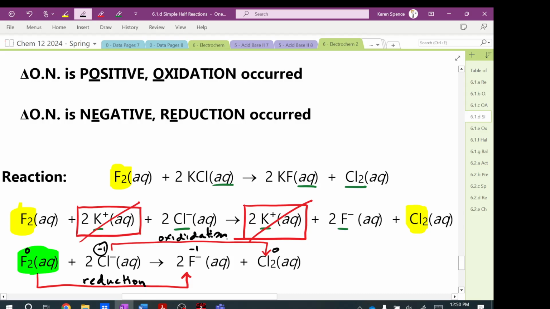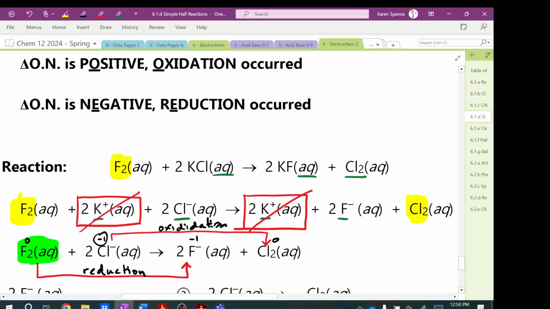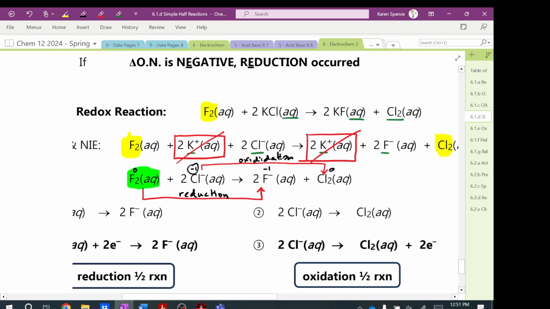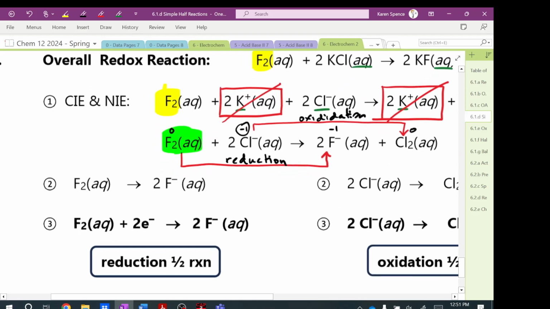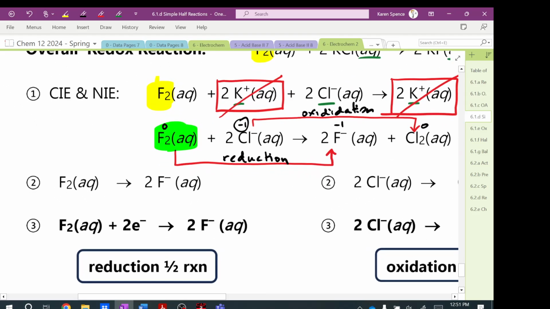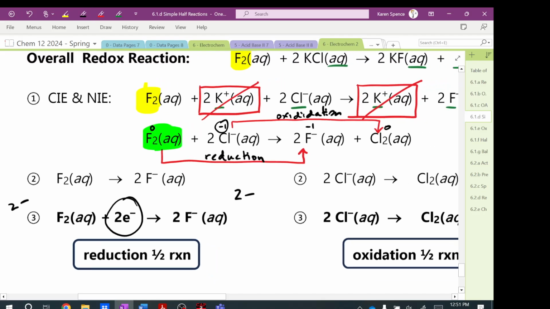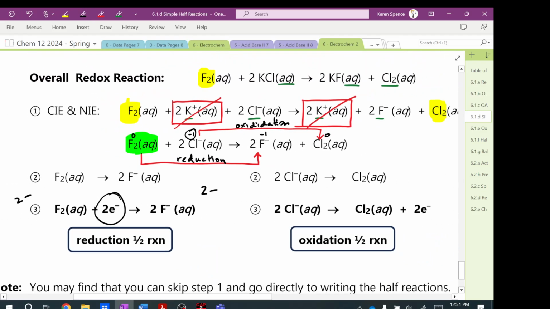To split it apart into half reactions, we simply take the F part of it and write it separately. Okay, we need to add 2 electrons onto the left-hand side, so we have 2 negative on the right and 2 negative on the left. Same thing with chlorine, except for backwards. We need to add 2 electrons to the right-hand side so that we have 2 negative on the left and 2 negative on the right. Is that good? Okay.